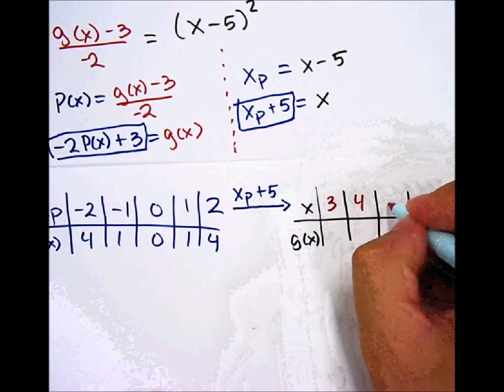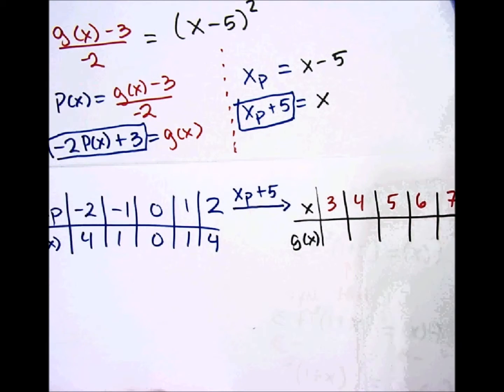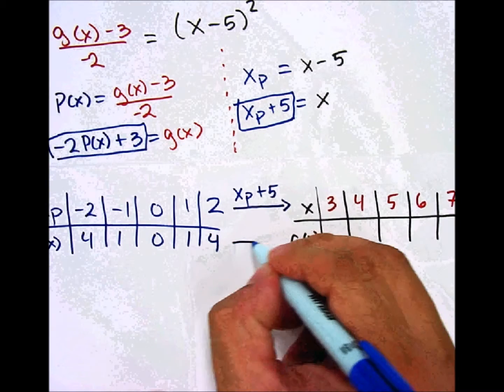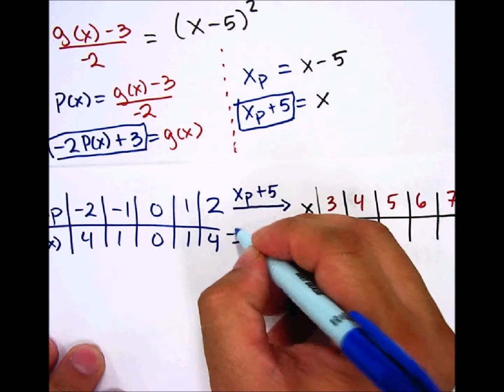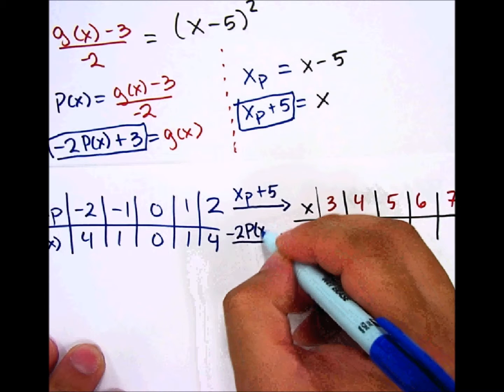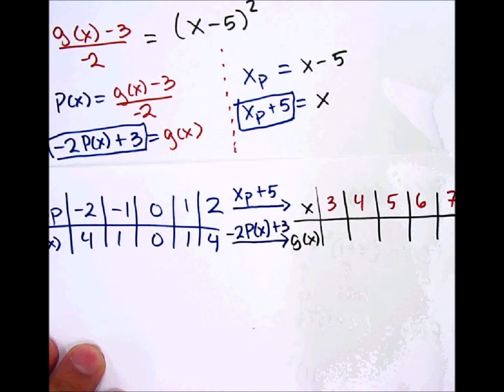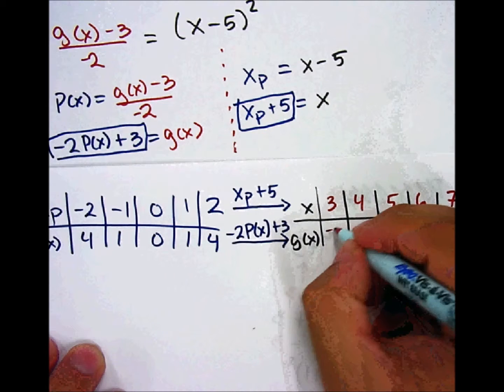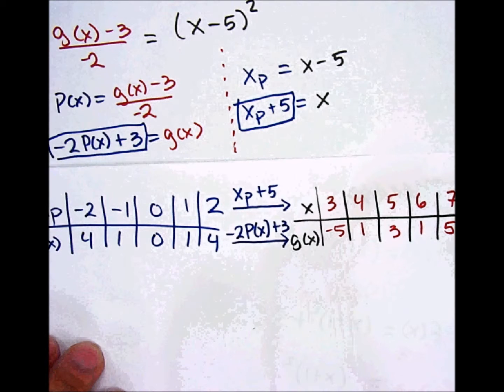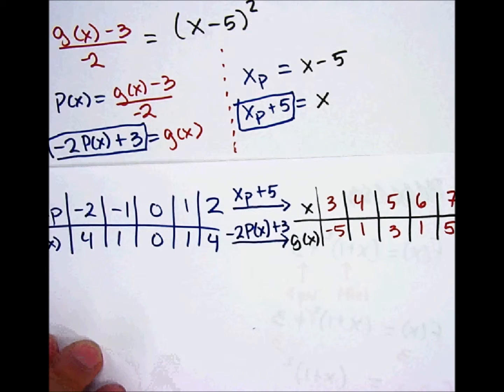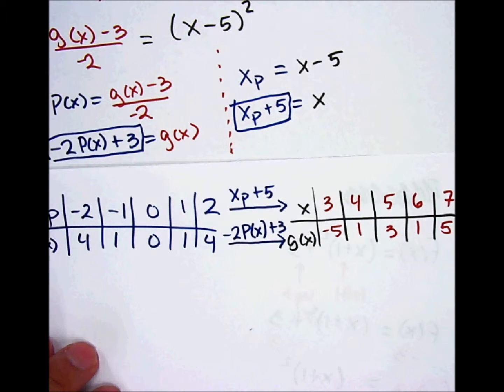That would give me 3, 4, 5, 6, and 7. On the bottom, I needed to take all my y values, or my range from my p of x, and I needed to multiply by negative 2, and then add 3, which would give me values of negative 5, 1, 3, 1, and 5. Now, how do we check our answer? Well, you can use a graphing calculator to do it if you want, or you can simply graph it and remember what our transformations were. We're going to the right 5, up 3, and it has to be flipped, and it has to be stretched.